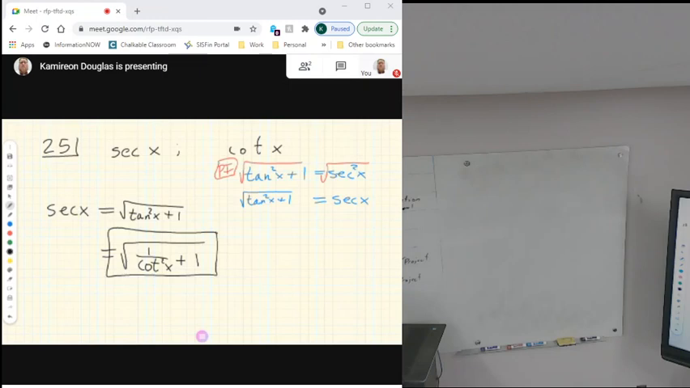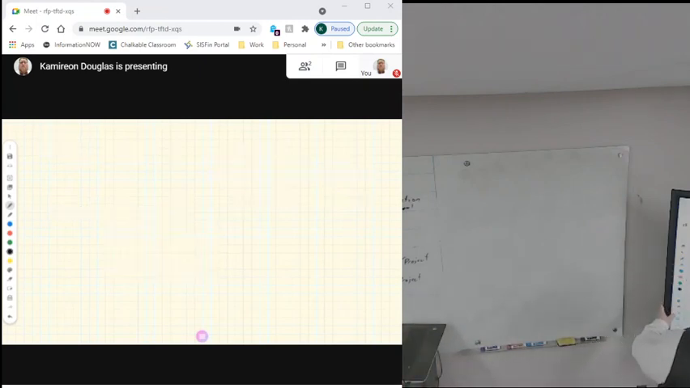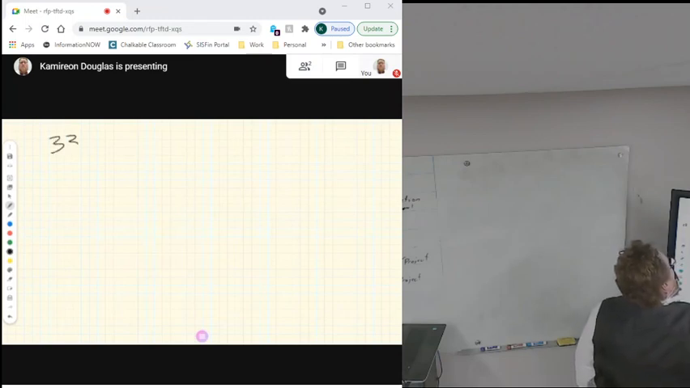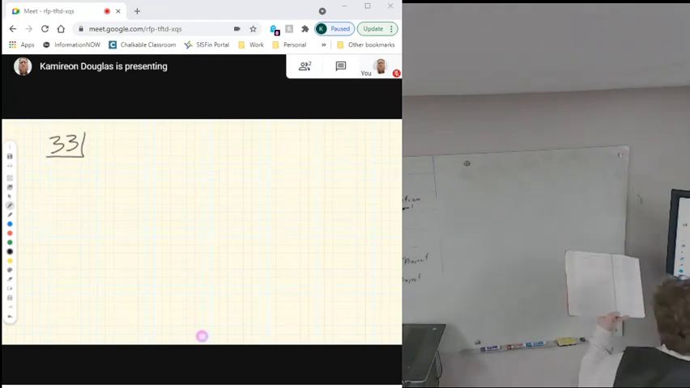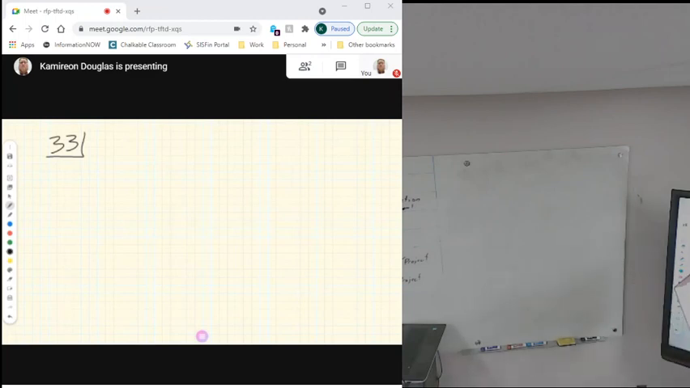Not yet. I can't even get on because of the Wi-Fi. 33? Yeah. Happily. Alright. 33 states the following: verify the identity. As a reminder, this is from last week, where we talked about how we have to algebraically manipulate one side of the equation only. Cosine squared of x minus tangent squared of x is equal to 2 minus sine squared of x minus secant squared of x.